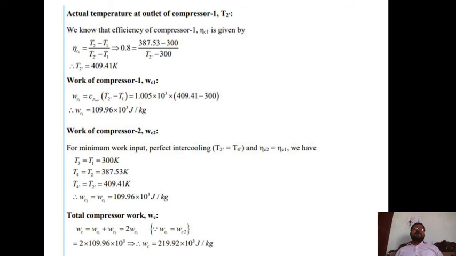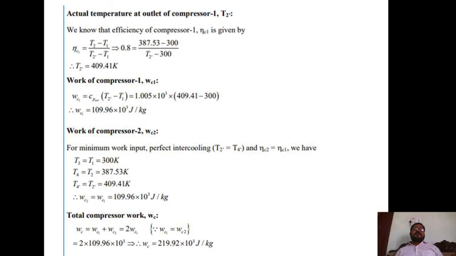And that is, T2 is 387.53 minus 300 divided by T2 dash minus 300. You have to find this. This is the actual temperature at the outlet from the first stage of the compressor. That is, T2 dash is equal to 409.41 Kelvin. The inlet is 300, but the outlet of the first stage of the compressor is 409.41 Kelvin. Okay.